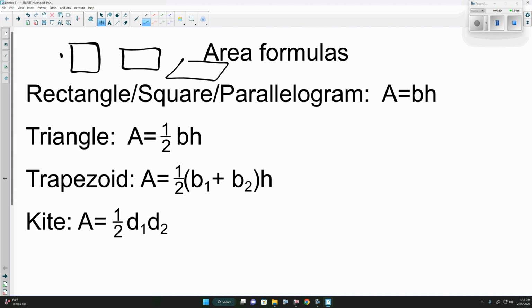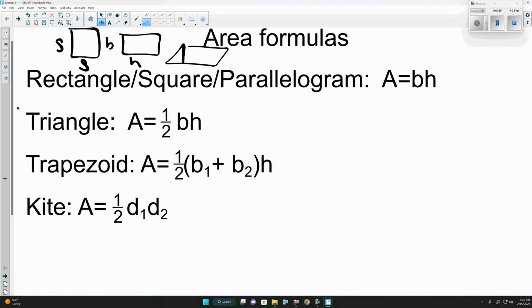For a square, the base and the height are going to be the same length, because all four sides are the same. For a rectangle, the base and height lengths will be different, but we still just multiply them together. For a parallelogram, the height is the distance from the top to the bottom. The two sides are called the slant height and are not the exact height of the overall figure.